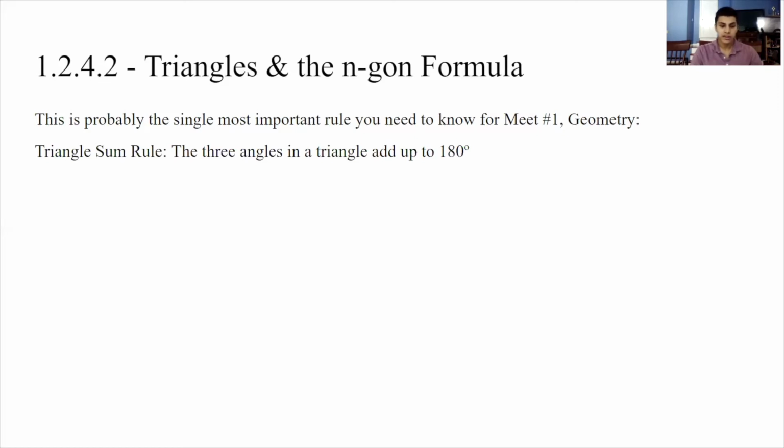So knowing this allows you to find the measure of a third angle if you know two of the other angles, because you know that whatever the third angle is, it's whatever you need to get to 180 from the sum of the other two.